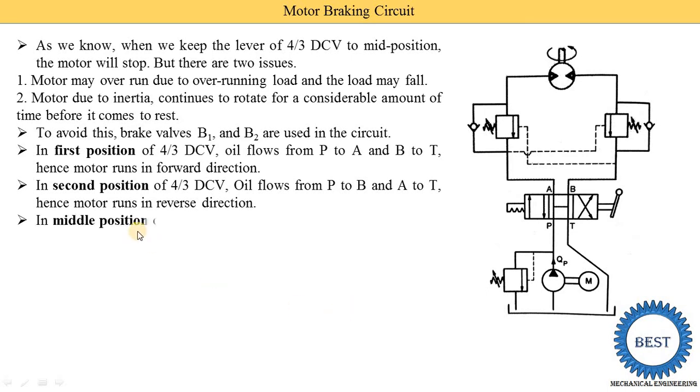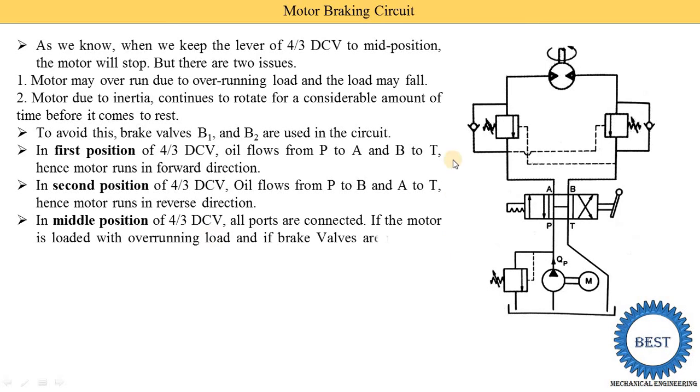Now the middle position of the 4/3 DCV. Right now you see this figure for the 4/3 DCV in which all the ports are connected. Here you see all the ports are connected with each other. A and T are connected, B and T are connected, and in between another pipe is provided, which means all the ports are connected with each other.